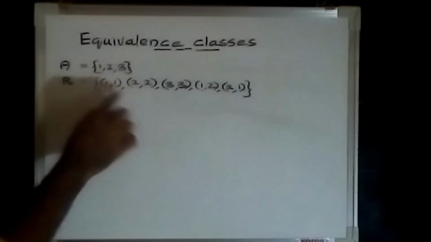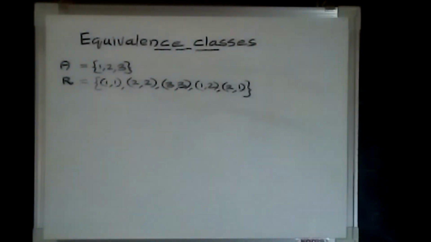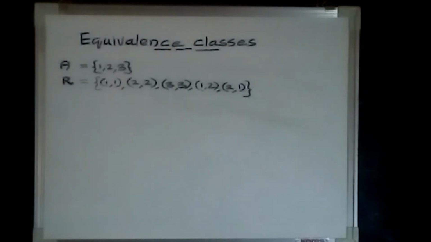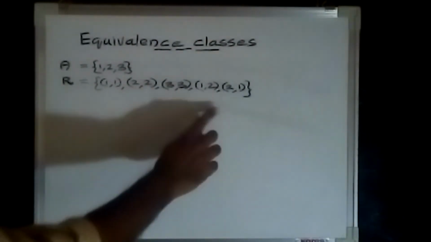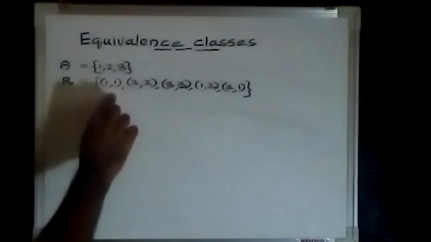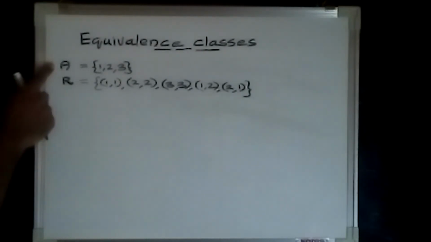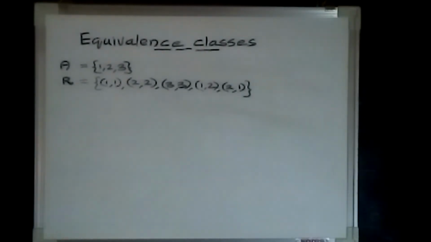It is reflexive: (1,1), (2,2), (3,3) belong to the set. Whenever (1,2) belongs to the set, (2,1) is also there, so it is symmetric. And it is transitive too: (1,2), (2,1) implies (1,1) belongs to the set, etc. Therefore, it is an equivalence relation. We have to check how this equivalence relation partitions the set A into mutually disjoint equivalence classes.